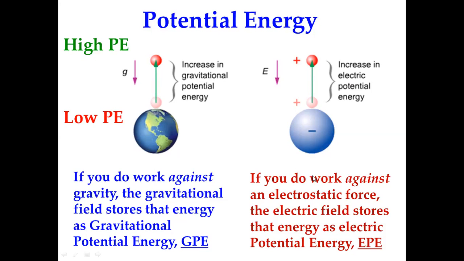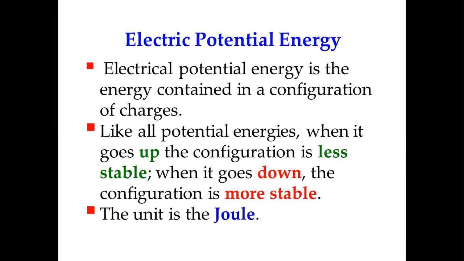In the same way, we are talking about the charges. To increase electrical potential energy, we work against an electrostatic force. The electric field will store that energy, and that energy will be known as the electrical potential energy. It is a configuration of charges. Like all potential energy, when it goes up, the configuration is less stable. When it goes down, the configuration is more stable. Which configuration? The configuration of the charges. And the unit of electrical potential energy is joules.